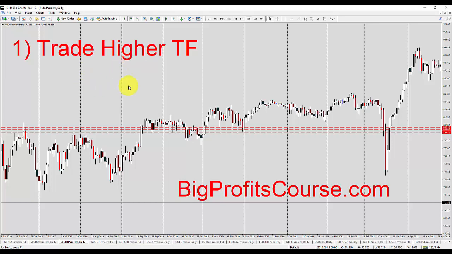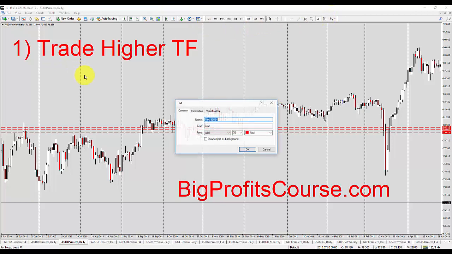So the easiest way to get around this is to trade the higher time frame. If you're concerned about slippage and you've seen this as I have, the easiest way to get around this is to trade a higher time frame. The second thing that you can do is hide your orders.